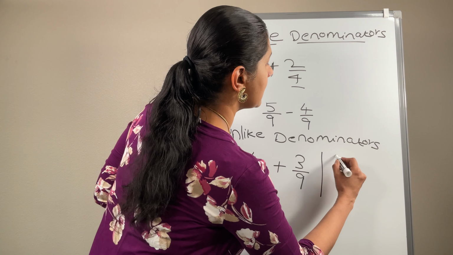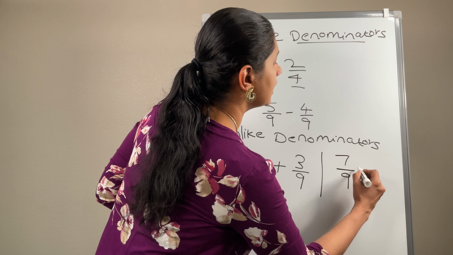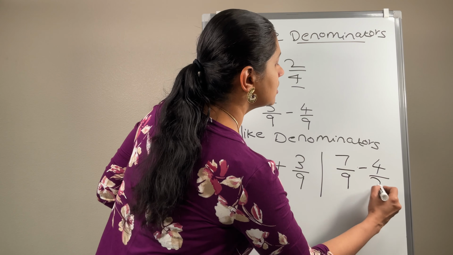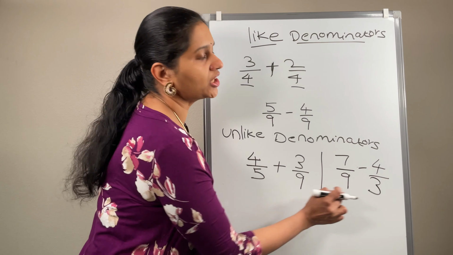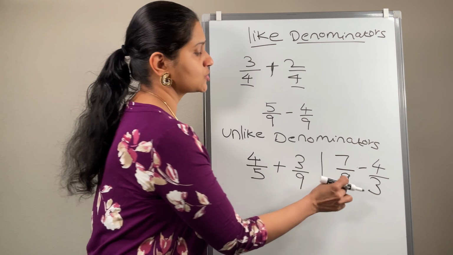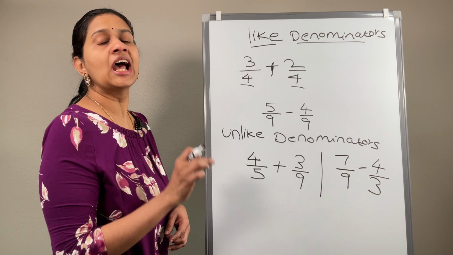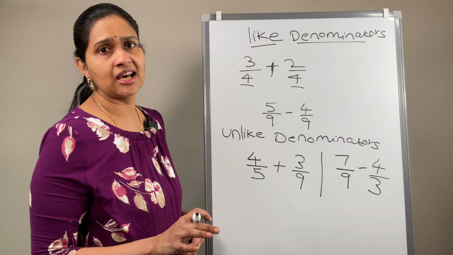Now another example, say 7 by 9 minus 4 by 3. Here you can see the bottom denominators are different. So such fractions are called unlike denominators.